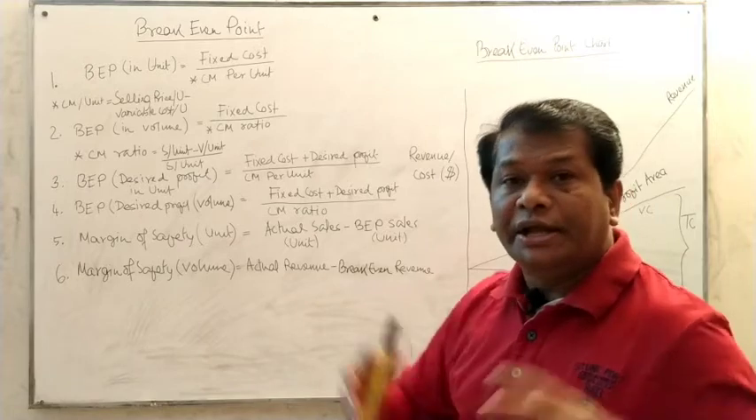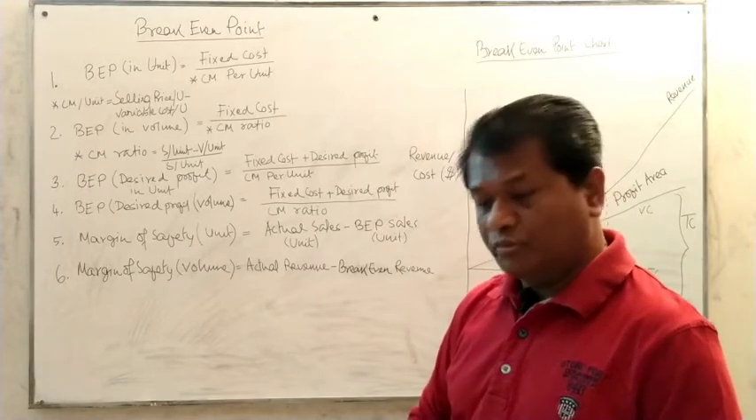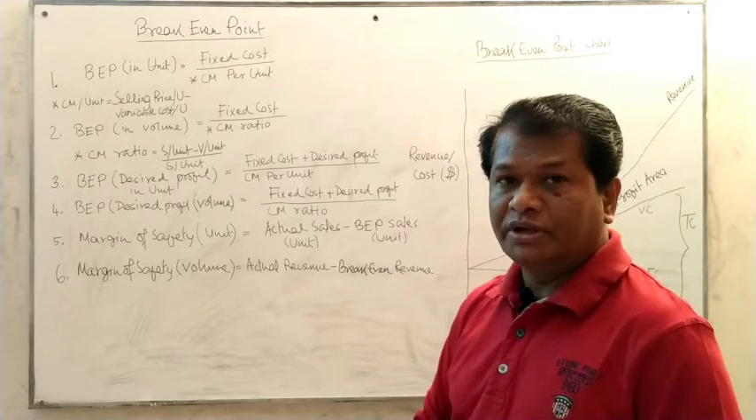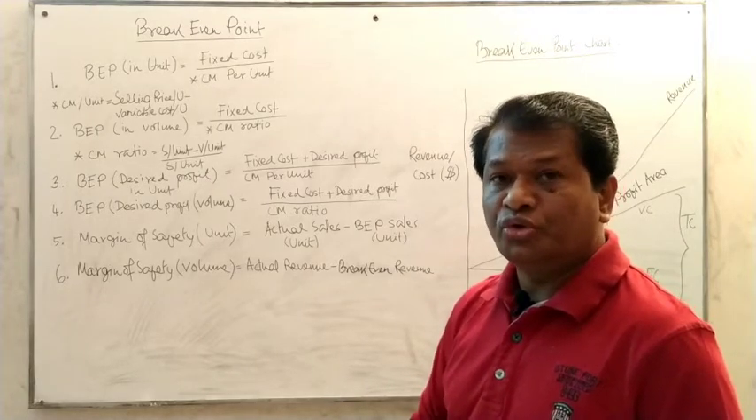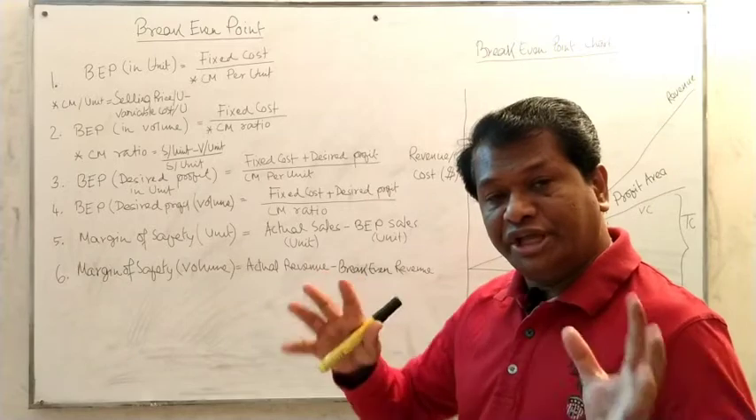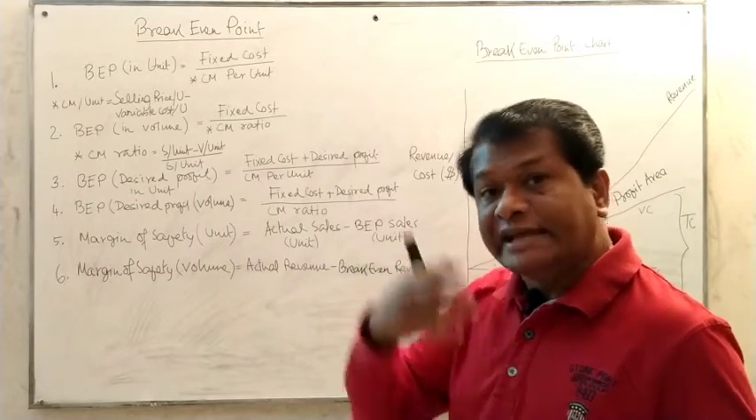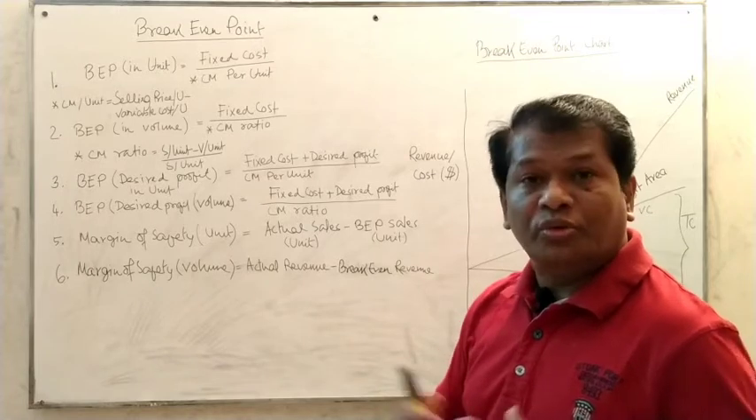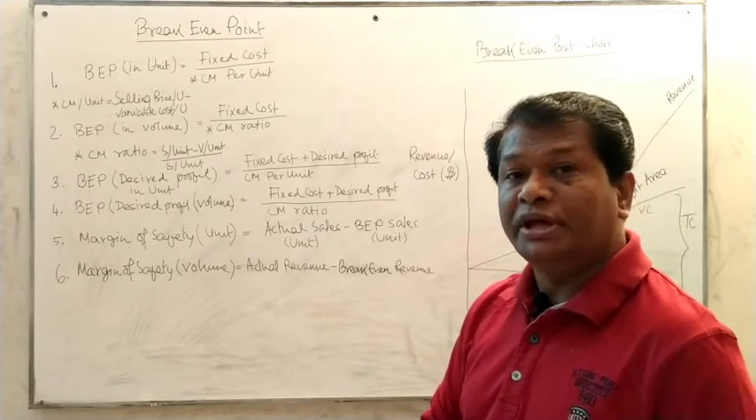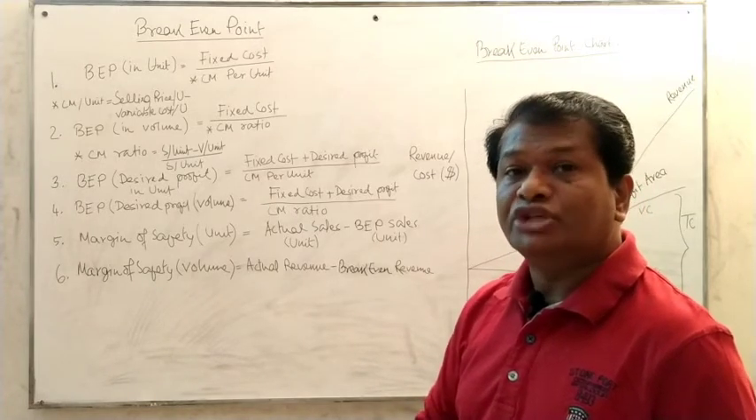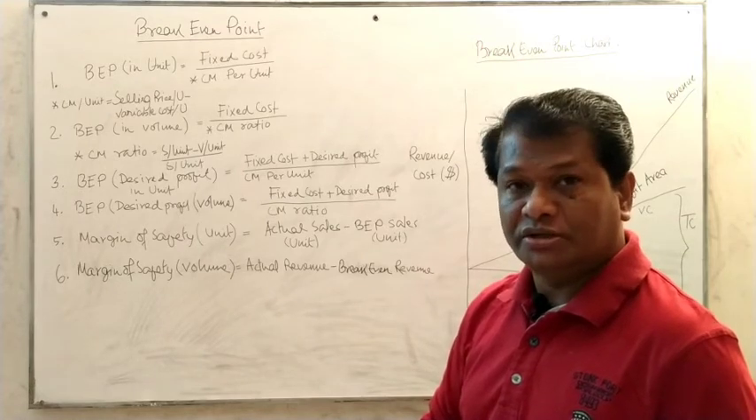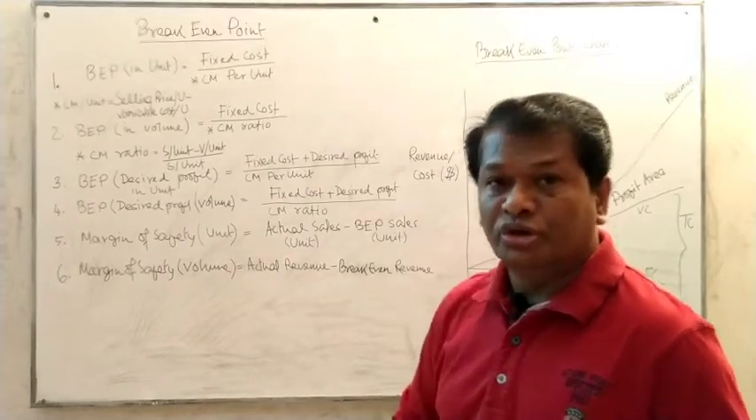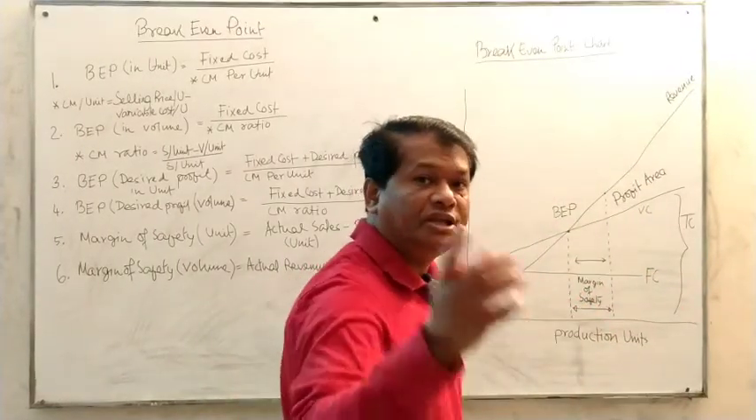Another thing is the graphical representation. In most cases in the question paper, you are instructed to find the break-even point in units mathematically as well as graphically. Whenever the break-even point is to be shown graphically, that is called the break-even point chart, which is shown on the board. Please watch it on the board.